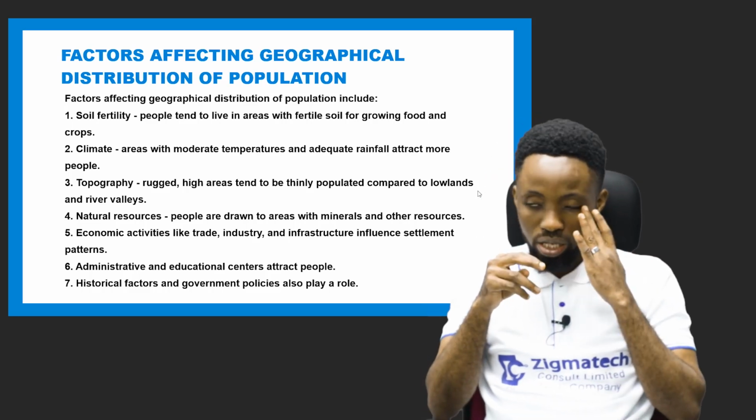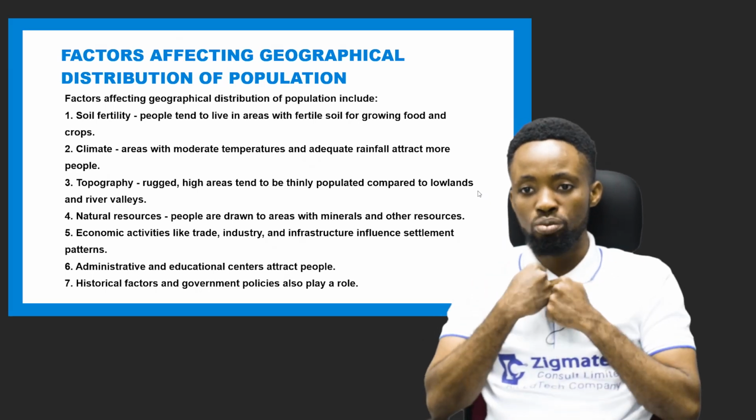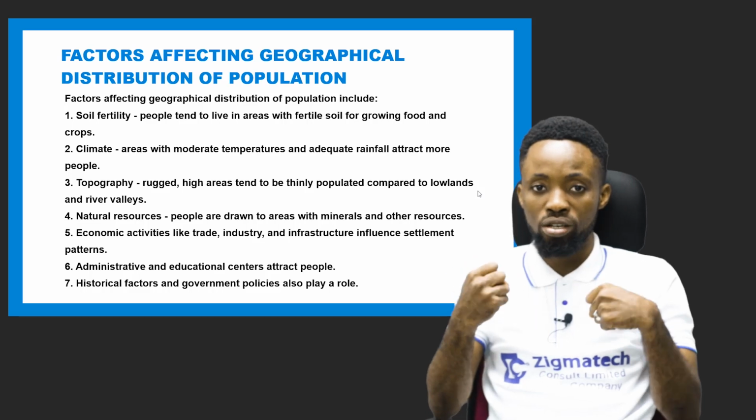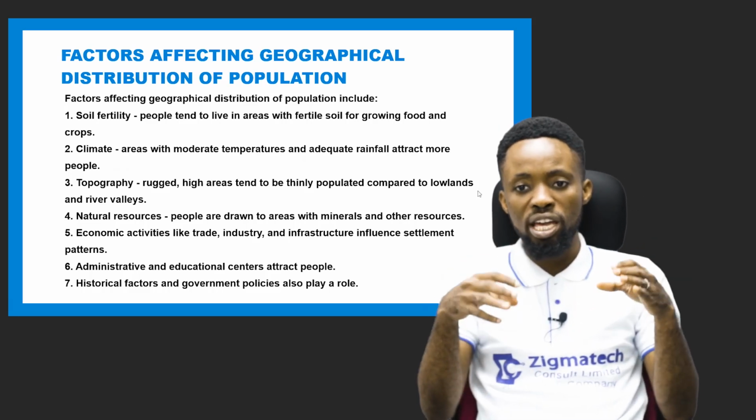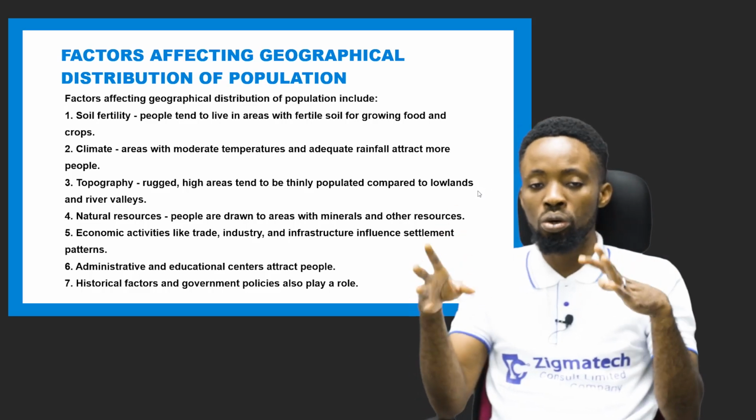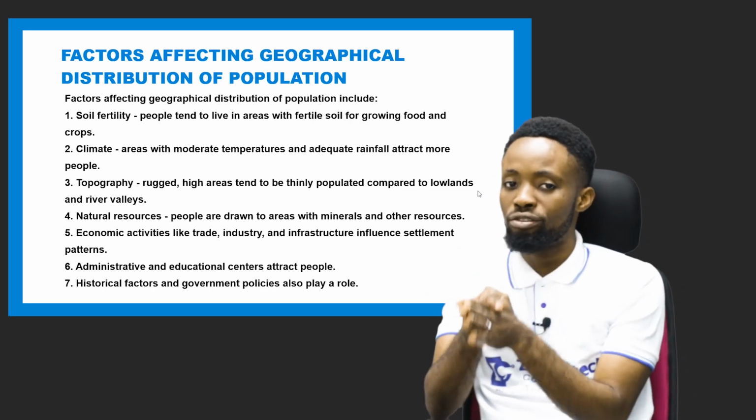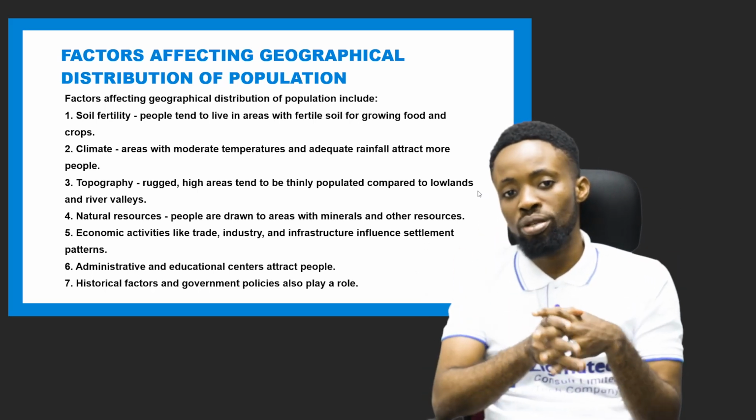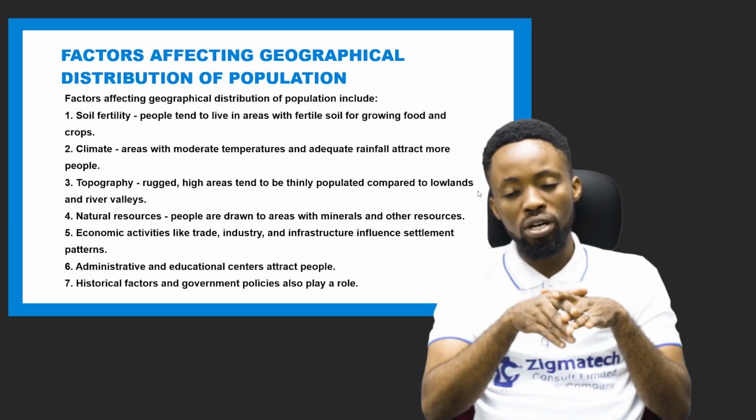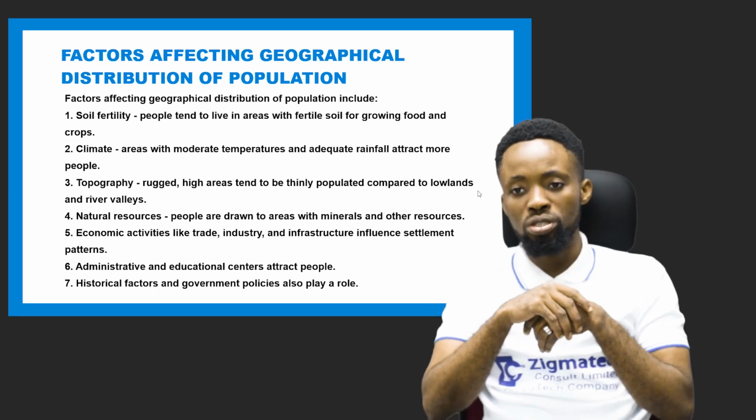A place with a good amount of natural resources will tend to attract more people and also organizations and companies to itself. So places where people can see resources like crude oil, gold, silver, and the rest will have more settlements compared to a place that lacks such. And the next factor affecting population distribution is economic activity.